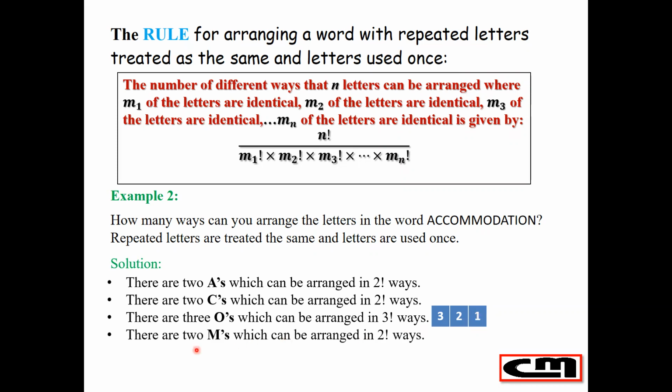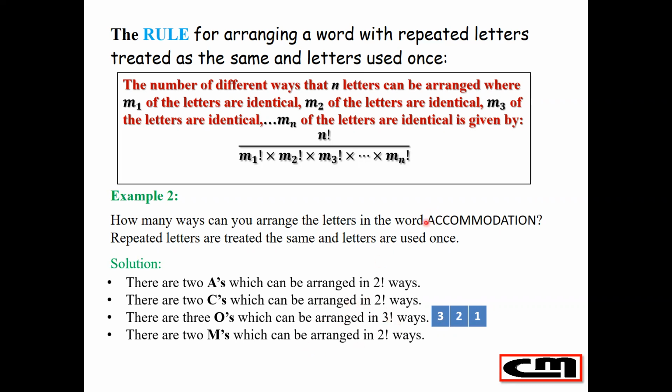Then we go on to check, we have 2 M's, which can be arranged in 2 factorial ways. So in the same manner, this is all it takes. But when we say 3 factorial, it's because we are applying the fundamental counting principle, which allows us to say, if this position can be filled in 3 choices, the second 2 choices, the last one 1 choice, then together you say 3 times 2 times 1, which gives us 3 factorial. So having done this, now we are done.